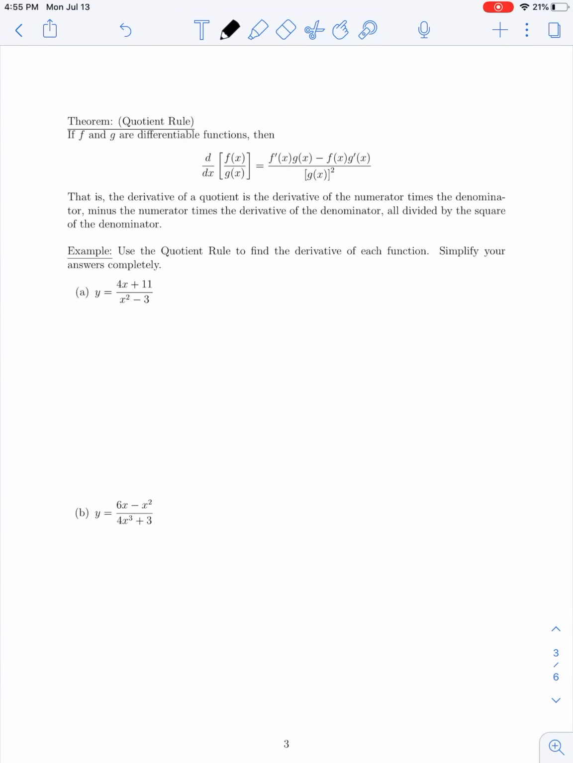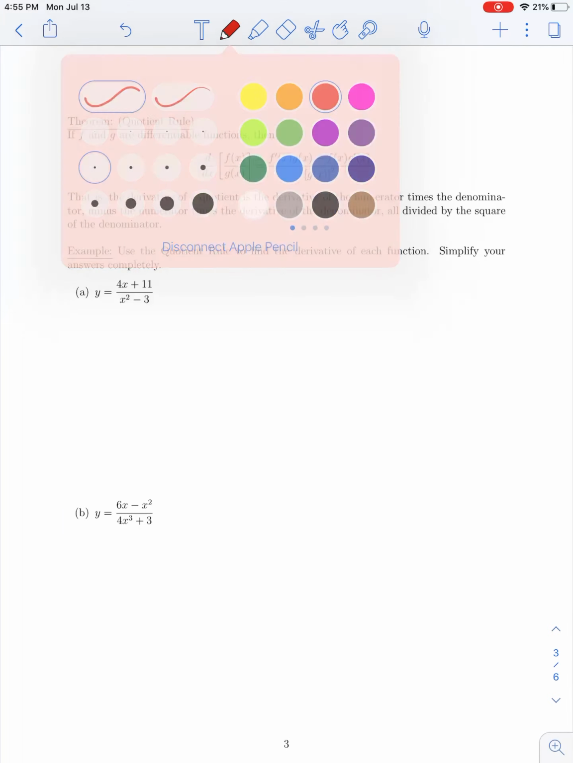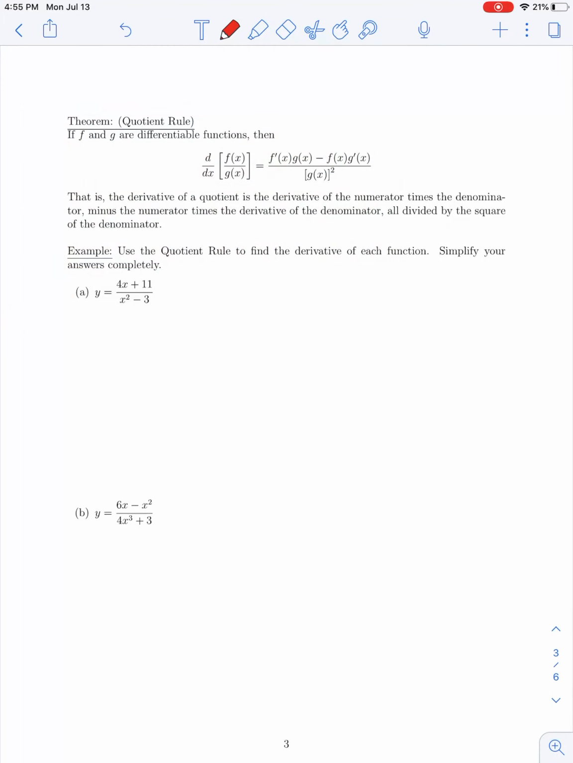Now, in the next part of this section, we'll introduce a rule for differentiating a quotient of two functions. Just like we had a rule for differentiating products of functions called the product rule, we have the following theorem known as the quotient rule, which tells us how to differentiate a quotient of two functions. So here's what it says.